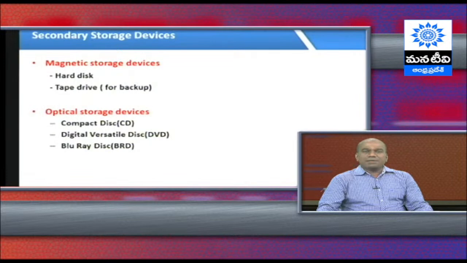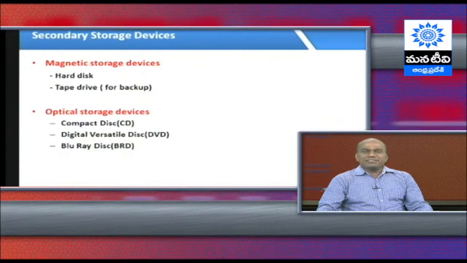Let's see one more type of secondary storage device, that is optical storage devices. The best examples to understand optical storage devices are the compact disc, CD, and the digital versatile disc, called DVD. One more optical storage device type is the Blu-ray disc, BRD, used to play games or to store a huge amount of data.